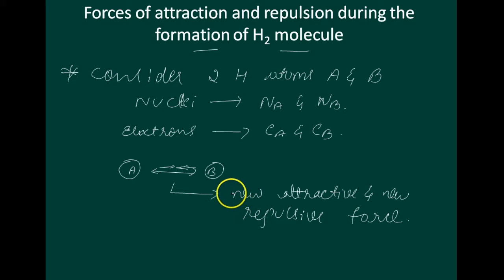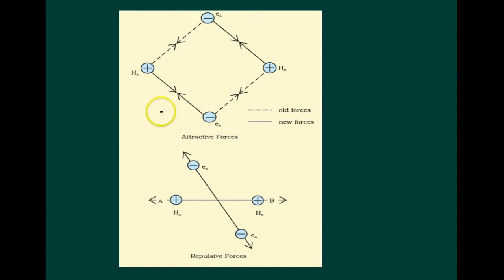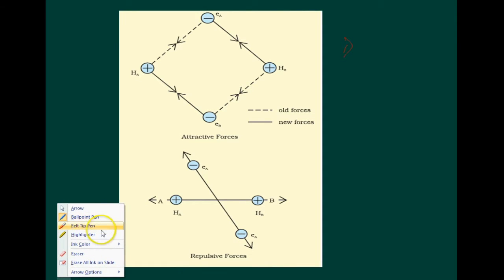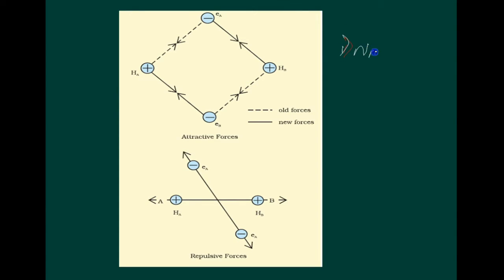Attractive forces arise, as shown in this figure, between the nucleus of one atom and its own electron, that is Na and Ea, and the first one is Na and Eb. The second type of attractive force arises between the nucleus of one atom A and the electron of the other atom, Eb. That is, the nucleus of one atom and the electron of another atom.